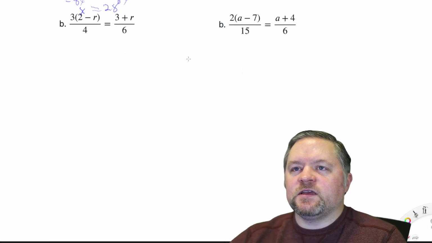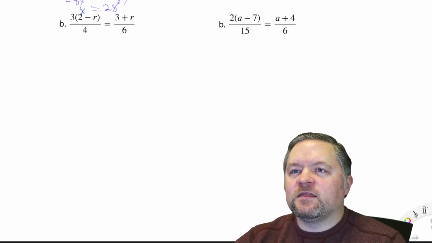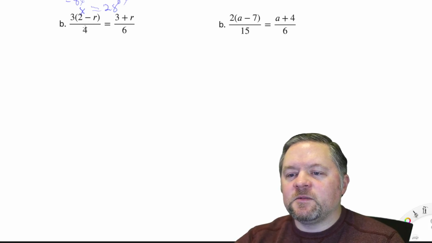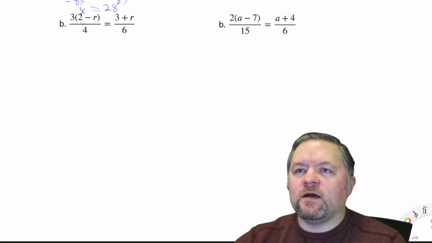A couple more of these. What would we have to multiply this by so there's no more fractions? Common denominator with 6 and 4 is 12.